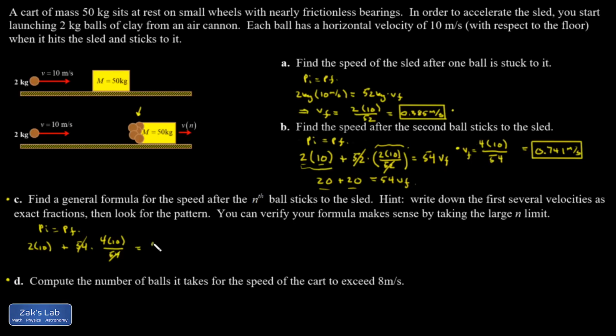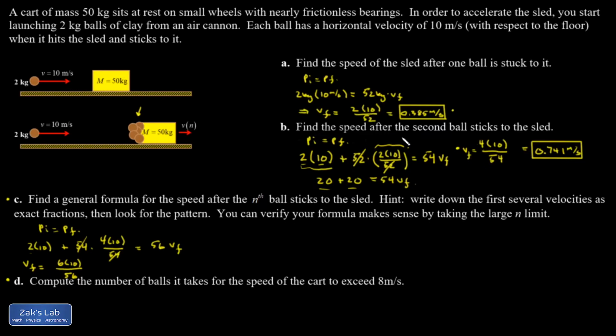In my final state, I'm going to have 56 kilograms moving with some V final. So on the left-hand side now, I have 6 times 10. Again, it's really just a way of tabulating how much momentum I've added to this cart. It's 60 kilogram meters per second. And I get V final is 6 times 10 over 56. So I think I see the pattern now.